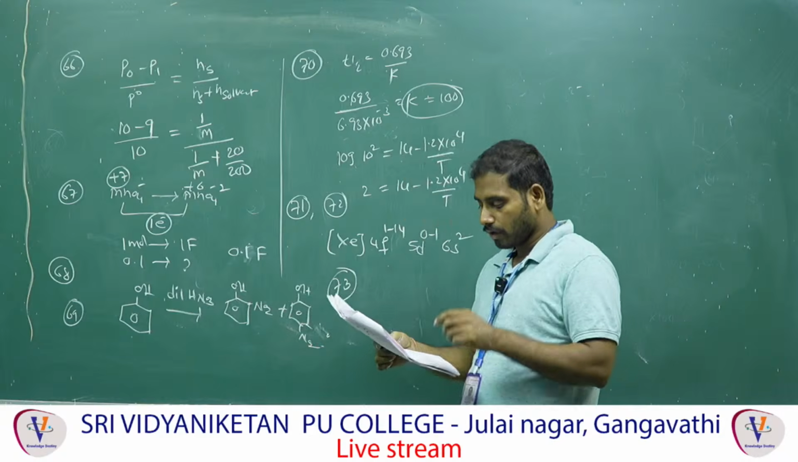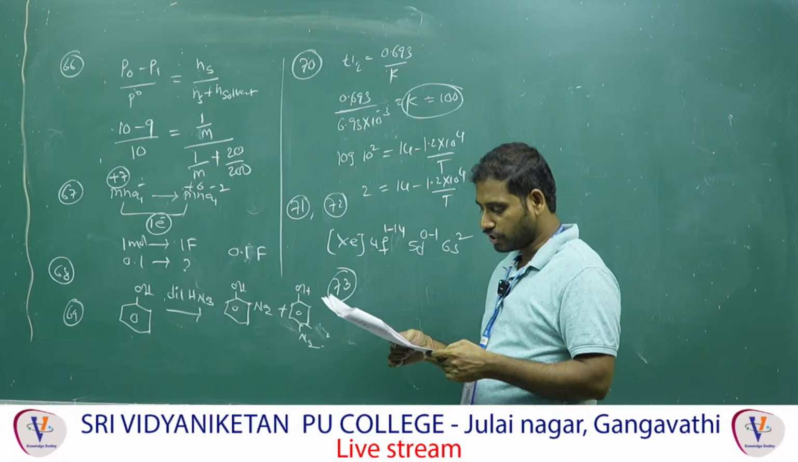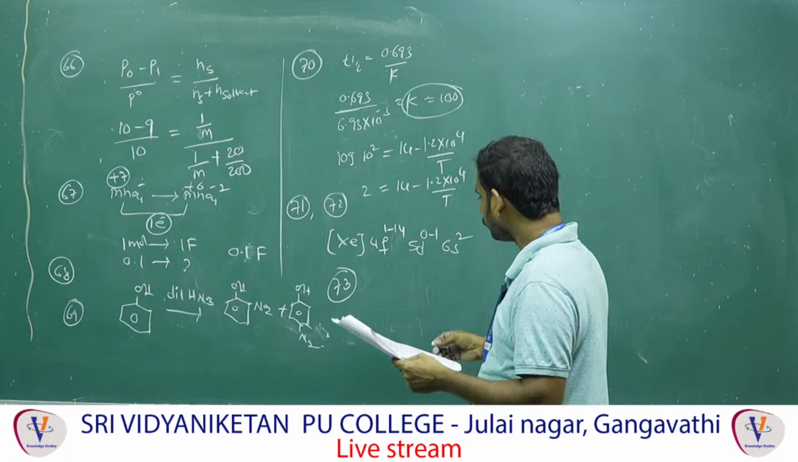73. What are they asking? Coordination number and oxidation state. So that is also easy. 74.